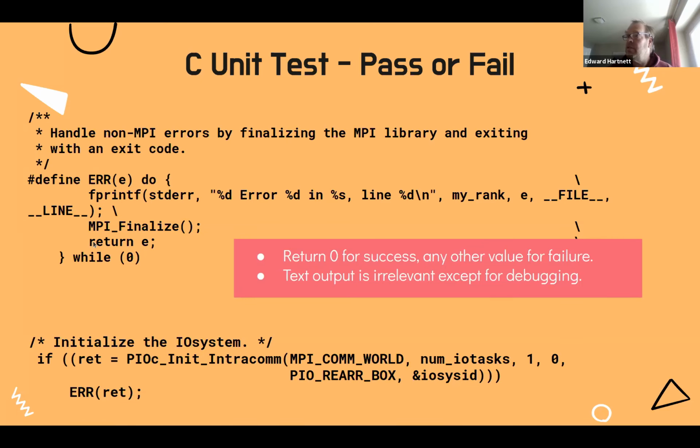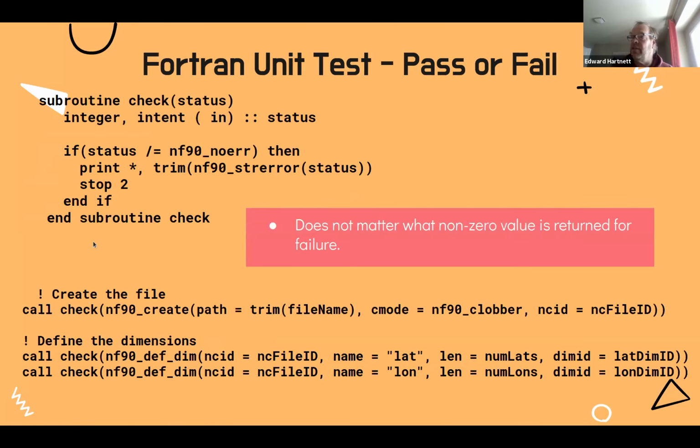Similarly, in Fortran, we can do the same thing with a stop. So here I'm saying stop 2. So every error code is 2 for this program, but it doesn't matter because it's not 0, and that's the important thing. What you need to realize is that no one has to look at the output for this to fail or pass. There's no human involvement.